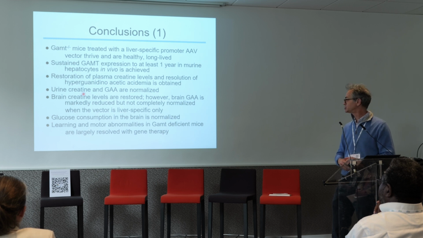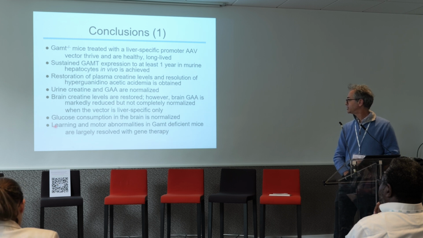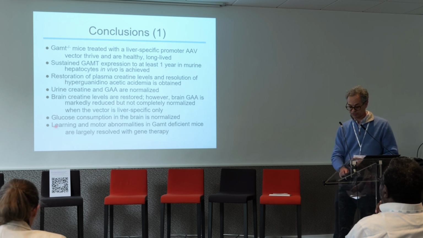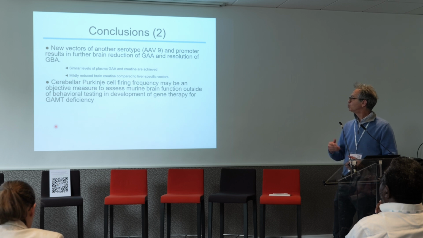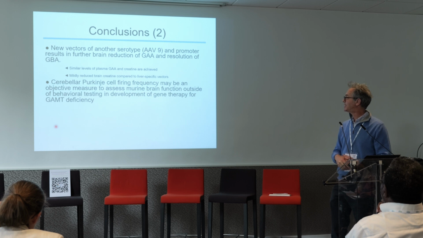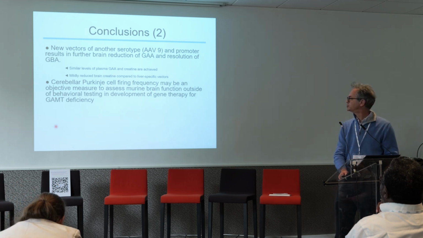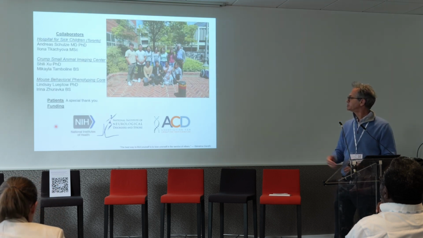However, it's markedly reduced. Looking at FDG PET CT scanning, glucose consumption in the brain is normalized. Learning and motor abnormalities in the GAMT-deficient mice are resolved with this gene therapy. We've developed these new vectors, particularly one based on AAV9 serotype that results in a further brain reduction of GAA and a complete resolution of this compound called GBA. And now we're going to explore this cerebellar Purkinje cell firing as an objective measure further to examine brain function with these new vectors. I'd like to thank my group.